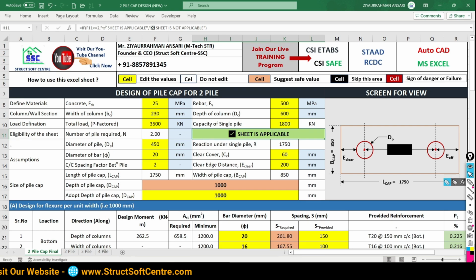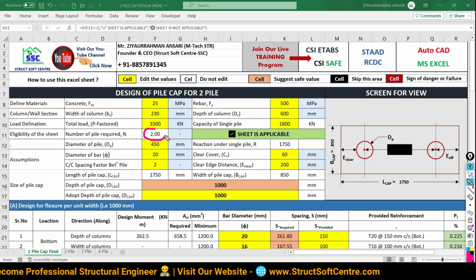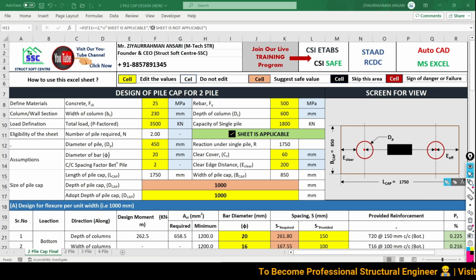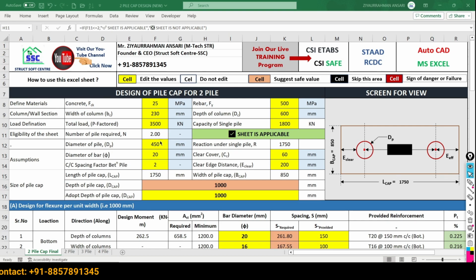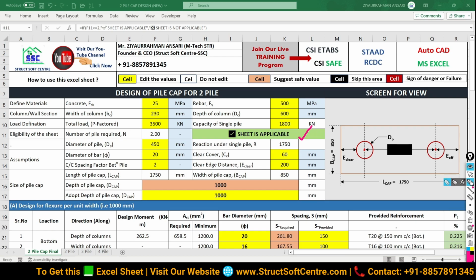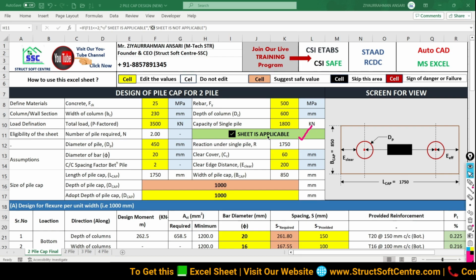Thereafter, this Excel sheet is going to check whether this sheet is applicable for the design or not, because the demand of number of piles required is coming out to be 2, and only if the demand of number of piles is 2 will this Excel sheet be applicable. Otherwise, if number of piles required is coming out to be 3, 4, 5, then at that time this Excel sheet will not be applicable. Remember this point. After the calculation we are getting the number of piles required as 2. That's why you are getting the sign here in a green cell, that is the sign of OK. So here the sheet is applicable.